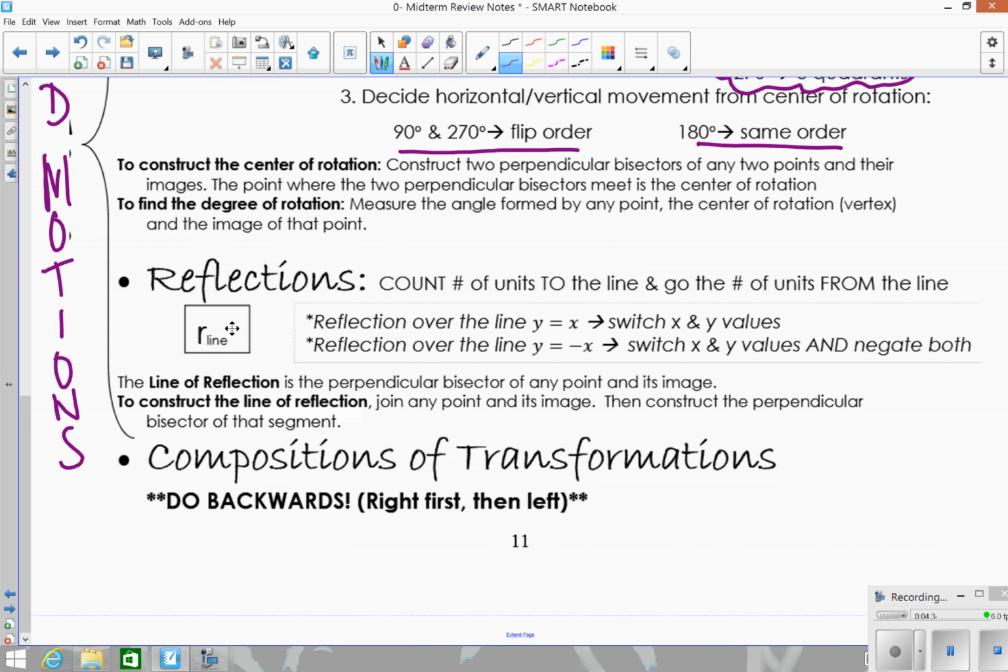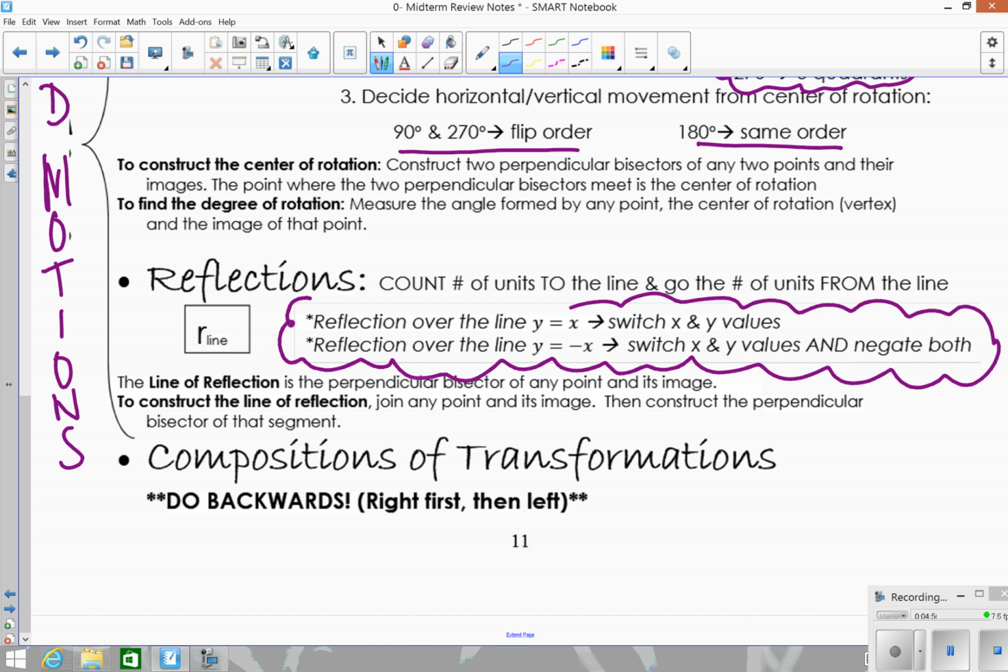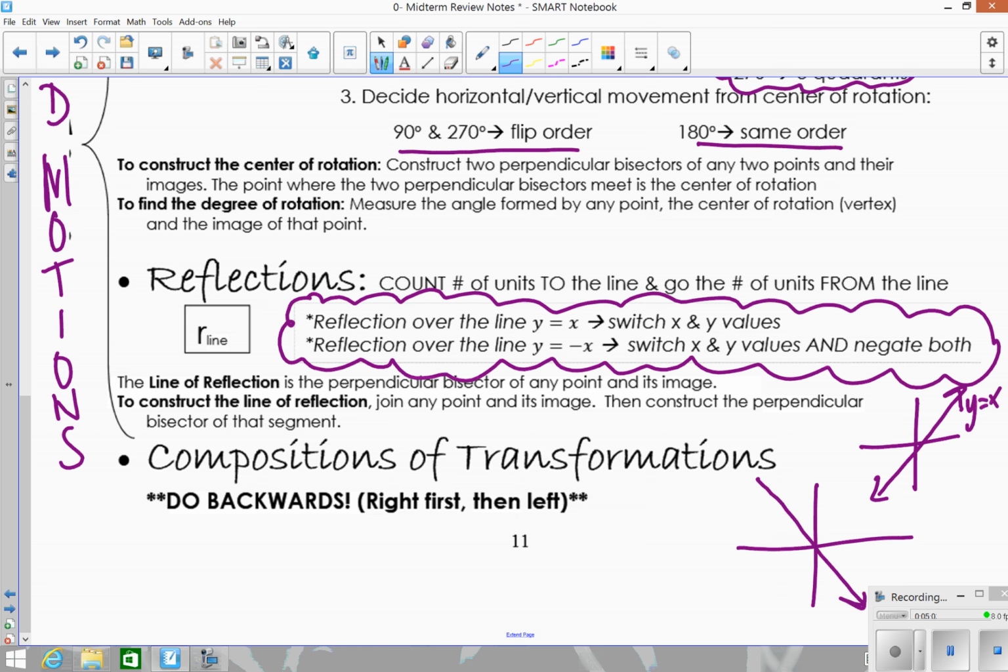And reflections: when you do reflections, always graph the line of reflection, and then you just count however far it takes to get to the line. That's how far you travel from the line. If you see a reflection over y equals x and y equals negative x, these are the ones that people mess up with. Here's the line y equals x, it's a diagonal line, and the line y equals negative x has a negative slope diagonal line, so the -1 is the slope. People mess up with these reflections because you have to count diagonally.